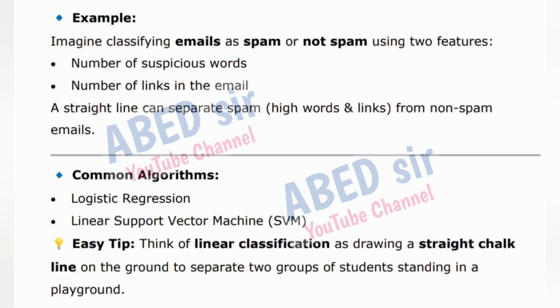Example. Imagine classifying emails as spam or not spam using two features: number of suspicious words, and number of links in the email. A straight line can separate spam (high words and links) from non-spam emails. Common algorithms: logistic regression, linear support vector machine (SVM). Easy tip: think of linear classification as drawing a straight chalk line on the ground to separate two groups of students standing in a playground.